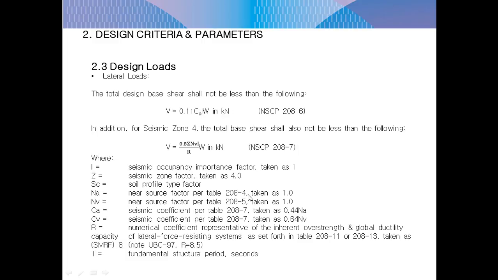I used a 4.0 seismic factor since the Philippines only has 2 seismic zones. Most of it is zone 4. From the soil type that the geotechnical gave me, the soil was SC. The near source factor that I used was 1 for both NA and NV. And I also used 8 for the ductility coefficient. But UBC specifies 8.5, but since I'm using the NSCP, I used 8. So I'm going to apply that also.